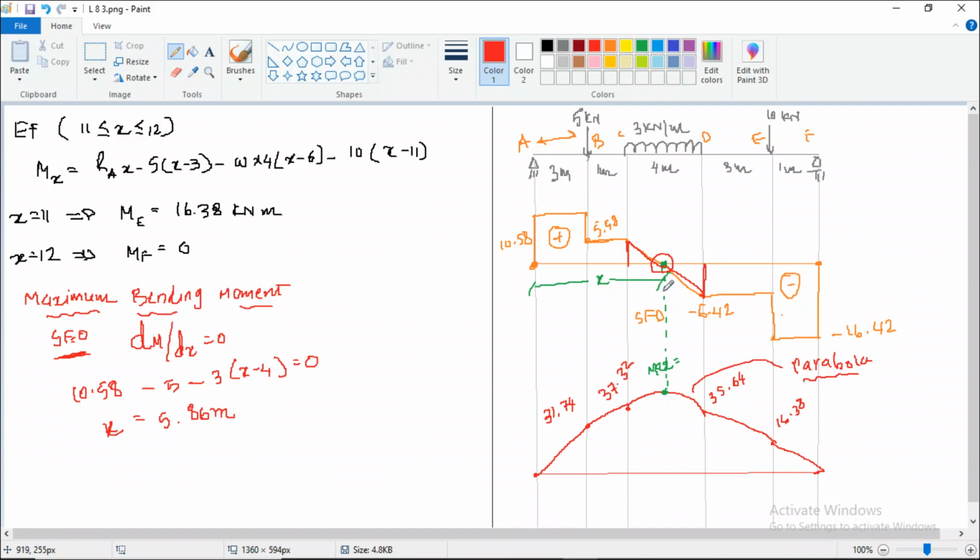Once you get this value of x, we take moment about this point either from the left hand side or from the right hand side. So maximum bending moment will be equal to first is Ra multiplied by x minus 5 into... okay, so if you calculate the value of maximum bending moment, you will get the value around 42.5 kilonewton meter.